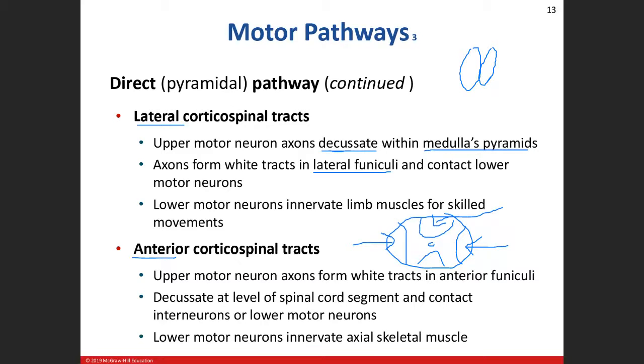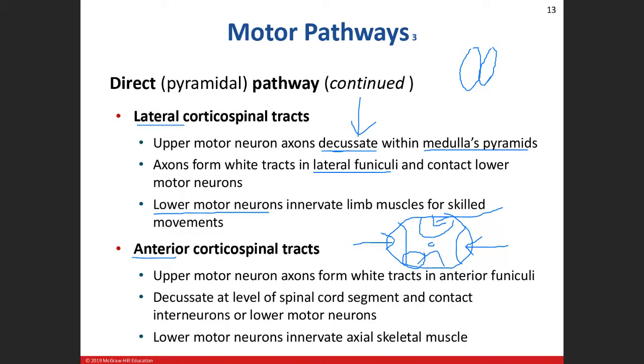The first slide was just an overview, and this is getting more specific. All right, so when we're talking about the lateral, it will decussate in the medulla's pyramids there. Important that you know that. Then again, it will synapse with the lower motor neuron in the anterior horn, right here, and then it will go out in the spinal nerve.